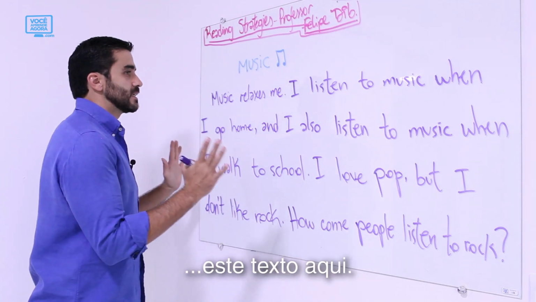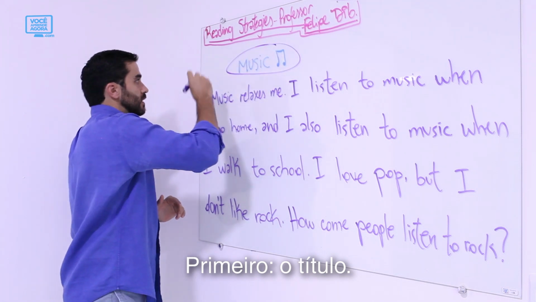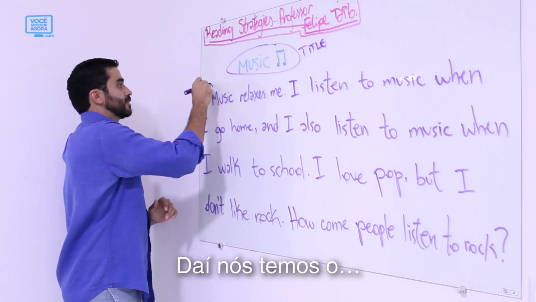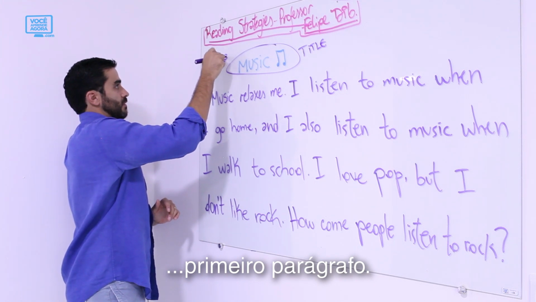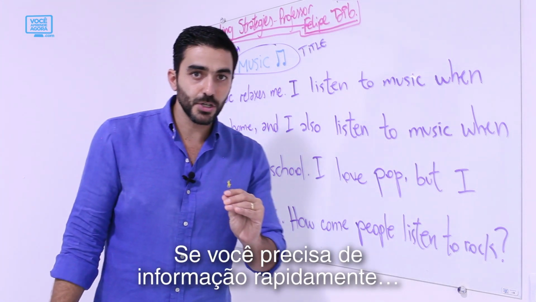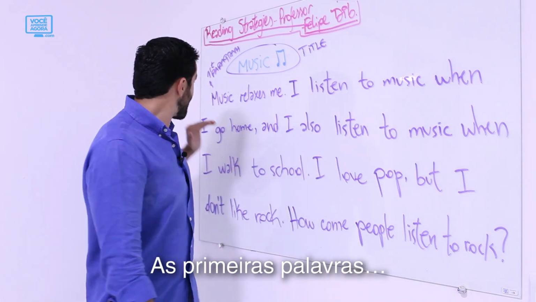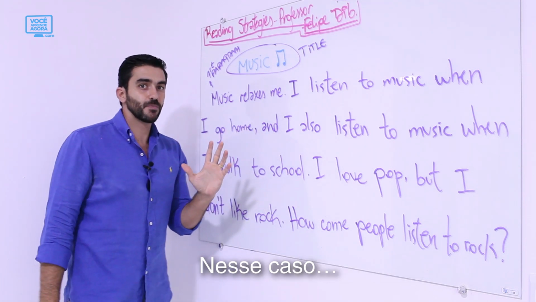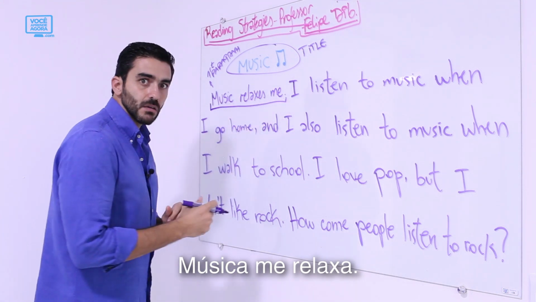When you see this text here, first, the title. This is the title. Then we have the first paragraph. If you need information quickly, check the title and check the first paragraph. The first words will give you an idea of the topic. In this case, the first sentence, music relaxes me.